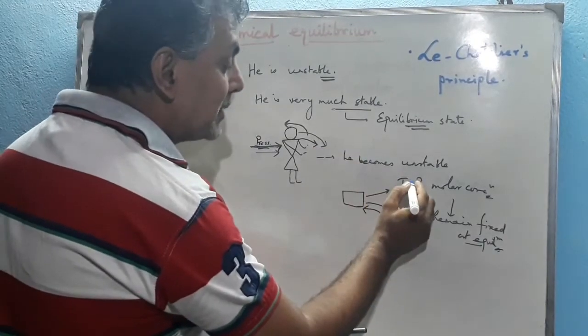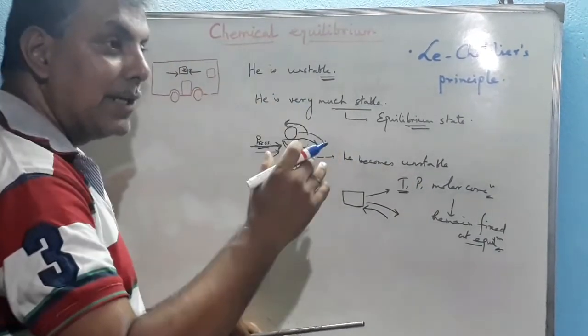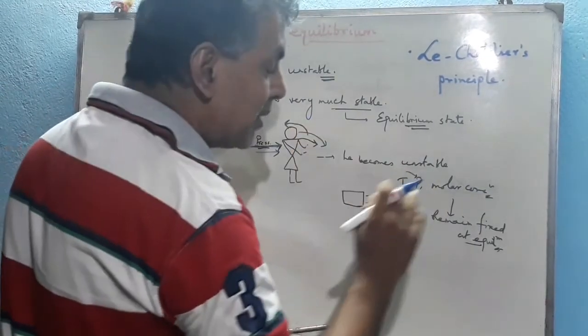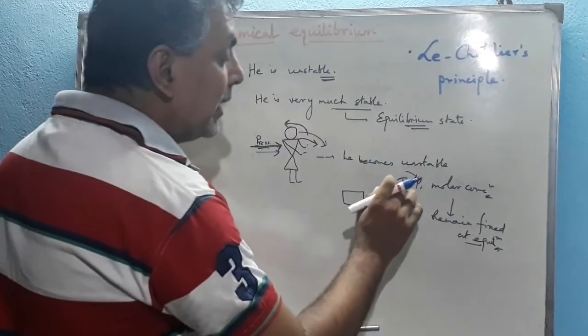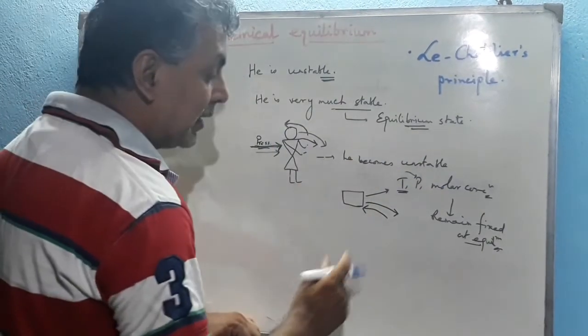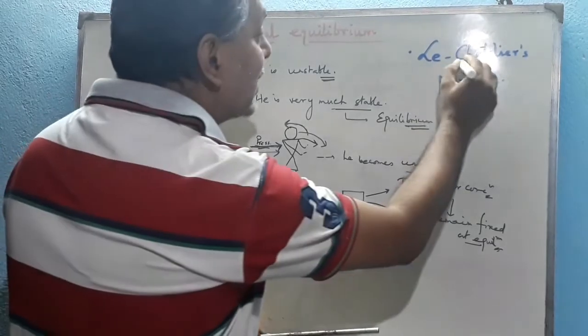Suppose we increase the temperature, that's why the excess heat must be removed. If we increase the pressure, suppose we have given some external pressure excess, then that means the system has to overcome this pressure towards the opposite direction. This is called the Le-Chatelier's principle.